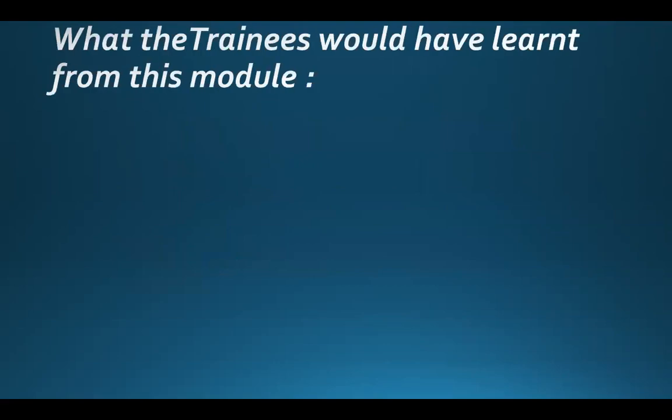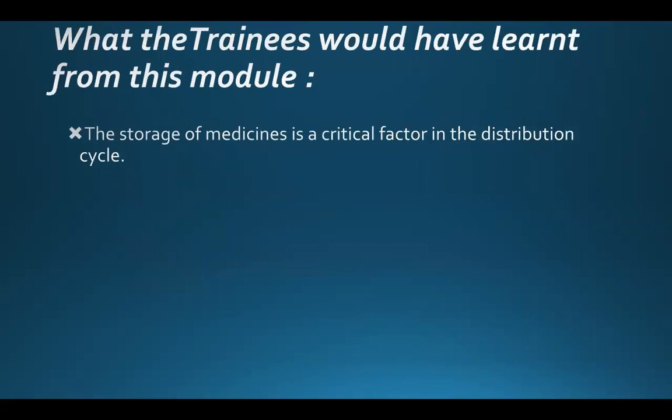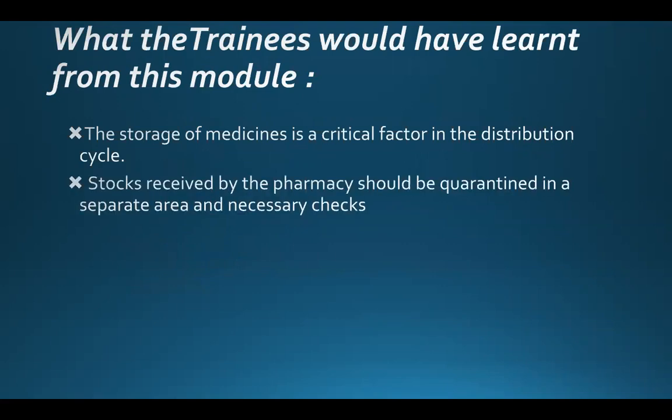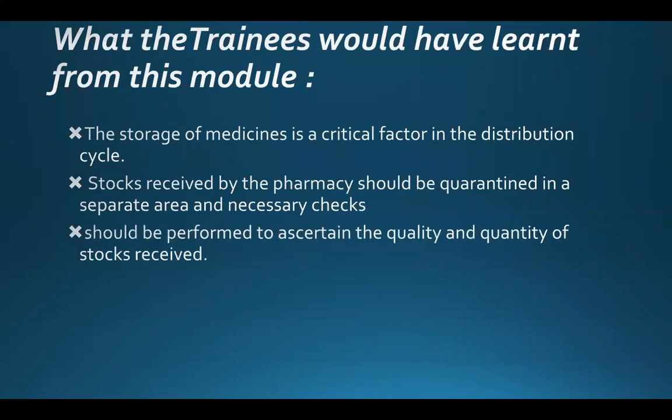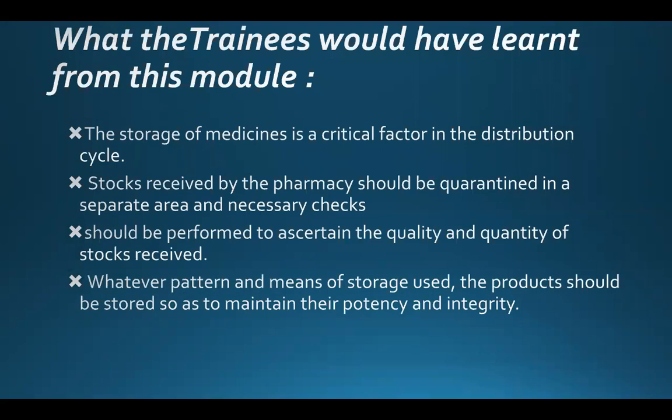What would the trainee have learned from this module? In conclusion, you may learn that the storage of medicine is a critical factor in the distribution cycle. Stocks received by the pharmacy should be quarantined in a separate area and necessary checks should be performed to ascertain the quality and quantity of stock received. Whatever pattern and means of storage used, the products should be stored so as to maintain their potency and integrity.